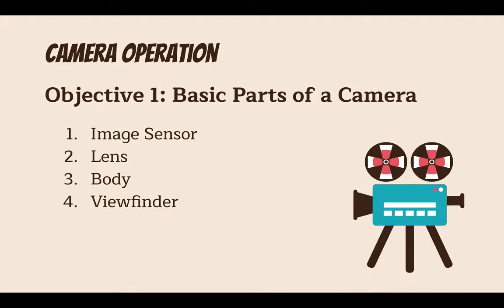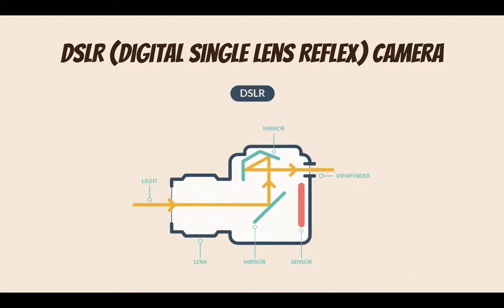viewfinder. Most people know lens, body, and viewfinder, though there's more to the lens than the common person knows. We do know that, like in eyeglasses, it's a piece of glass that bends light. There's a lot more to it that we'll learn during this slideshow. But the image sensor is something that a lot of people don't know a whole lot about.